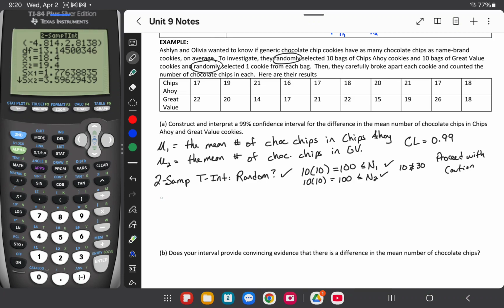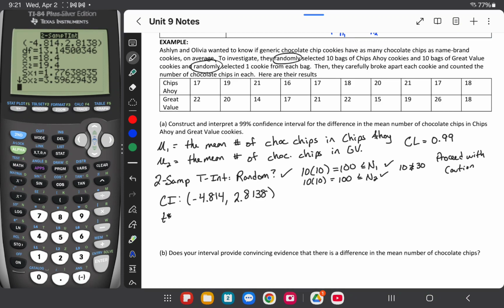It looks like our confidence interval is going to be from negative 4.814 up to 2.8138. And notice that it gives you a whole lot of information here about the 2 data sets. The one thing it does not tell us is our t-star value, which is the other thing that you need to state when you're doing your do step.